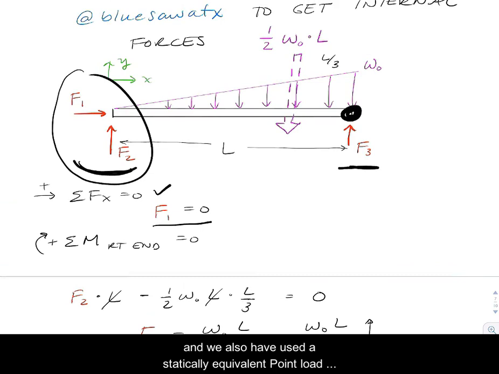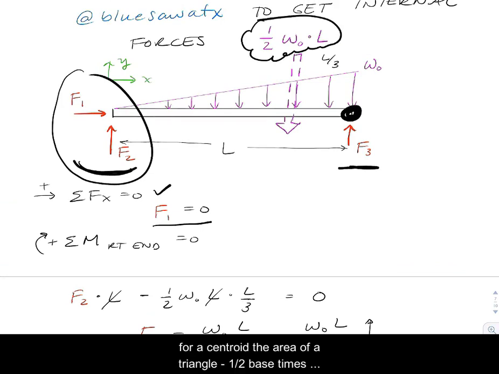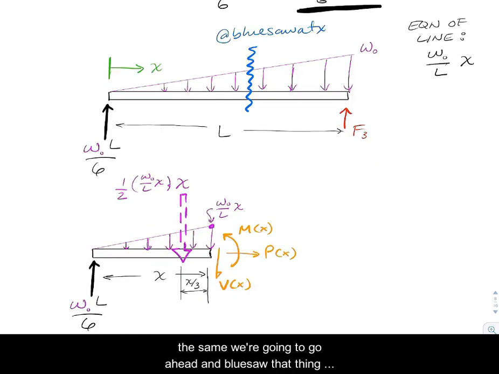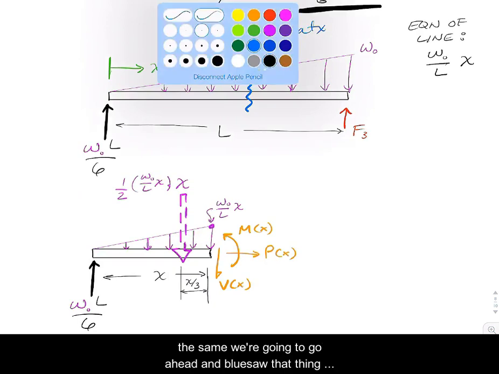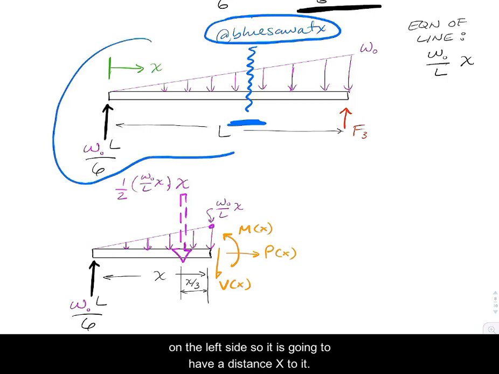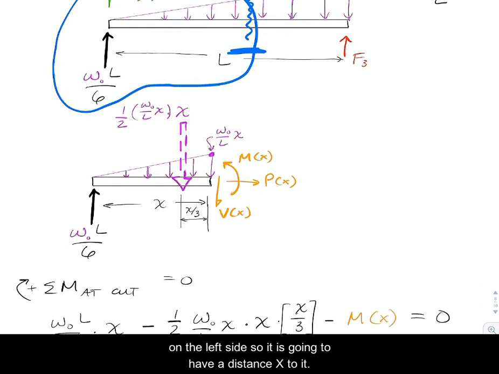We have also used a statically equivalent point load at the centroid: the area of a triangle, 1/2 base times height, located 1/3 from the vertical edge. So we've now got a free body diagram that is solved enough, and the procedure is exactly the same. We're going to go ahead and blue saw that thing right at a distance x. I'm going to use the free body on the left side, so it is going to have a distance x to it.